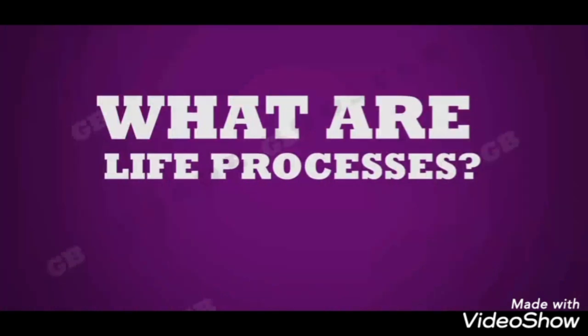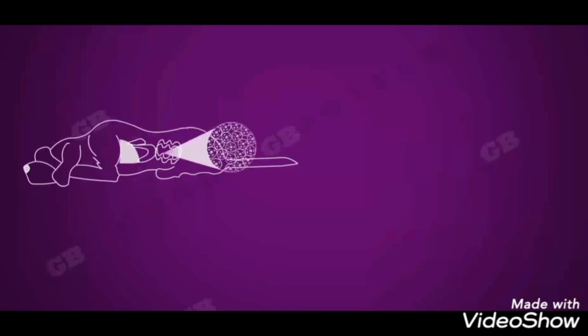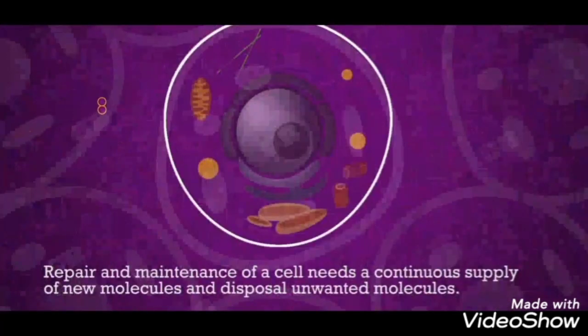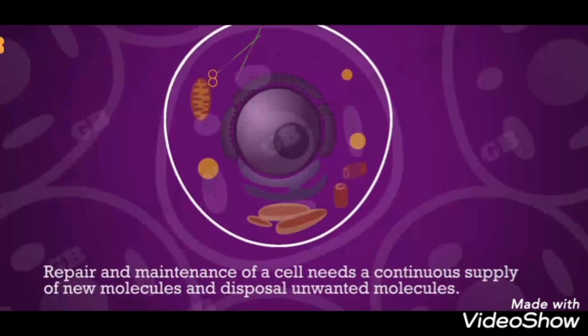Life processes, importance: all living things are made up of cells. Cells are made up of molecules. For a cell to be alive, it has to be repaired and maintained all the time. Repair and maintenance of a cell needs a continuous supply of new molecules and disposal of unwanted molecules. This task is achieved by a set of processes called life processes.